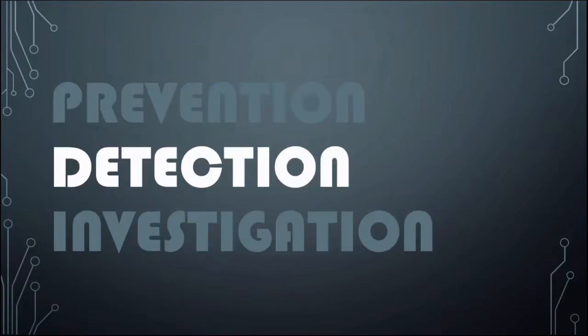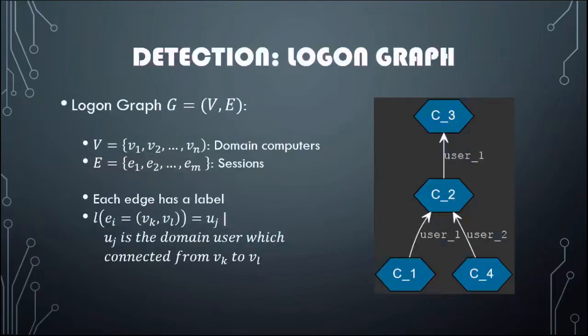First, let's begin with a few definitions before seeing the detection itself. So first we have a logon graph. A logon graph is a graph which consists of vertices, which represent the domain computers, and the edges represent the sessions between those computers. So every time a user connects from a source computer to a target computer, we would add a corresponding directed edge in the graph and add a label to the edge representing the user who made that connection. For example, here you can see that user 1 connected from computer 1 to computer 2, and then from computer 2 to computer 3.